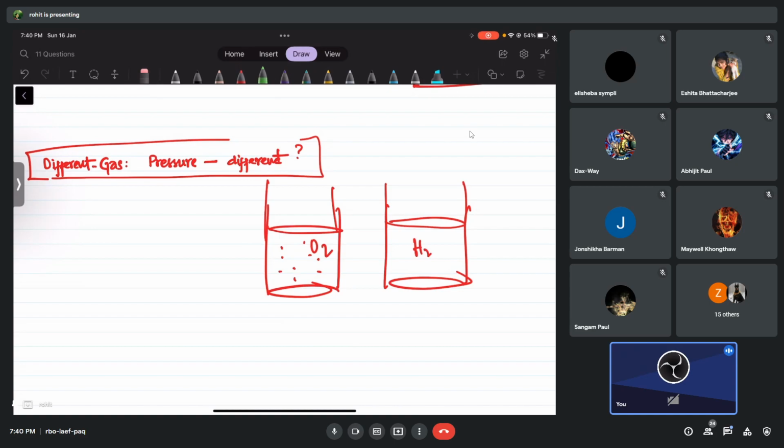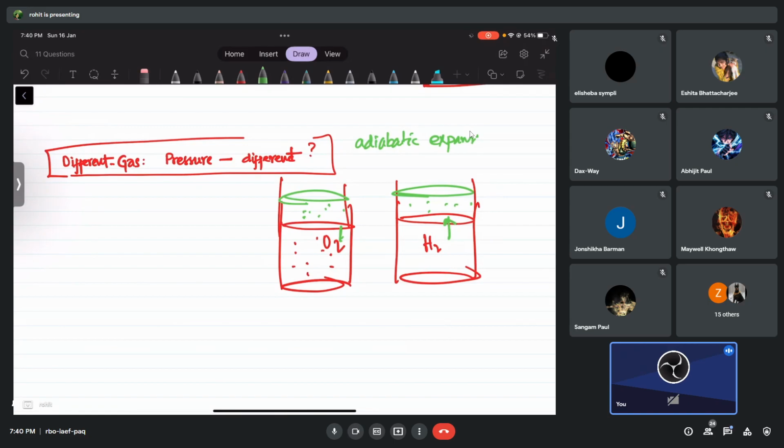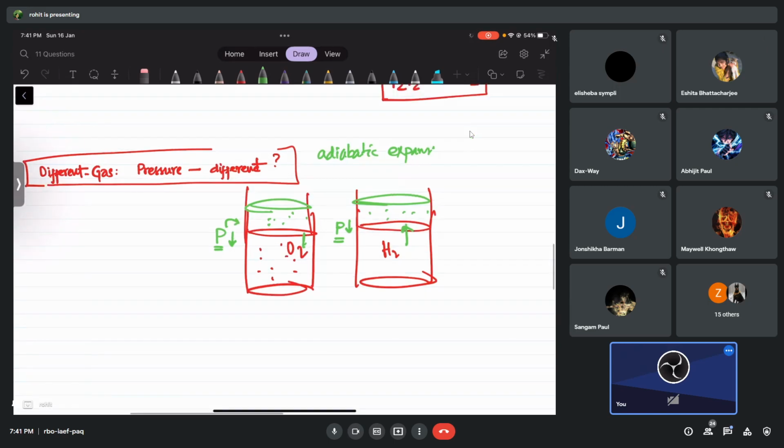I made them undergo adiabatic expansion, both of them. Both of them are expanding, so the piston is going to reach here, and the piston is going to reach here. Now both of them are occupying more space. Do you agree with me that the pressure will fall here? Here also the pressure will fall, but will the amount by which the pressure falls be the same or not the same in both of them? Not the same. Who will lose pressure fast? Can you just guess? I think it is going to be hydrogen, right?